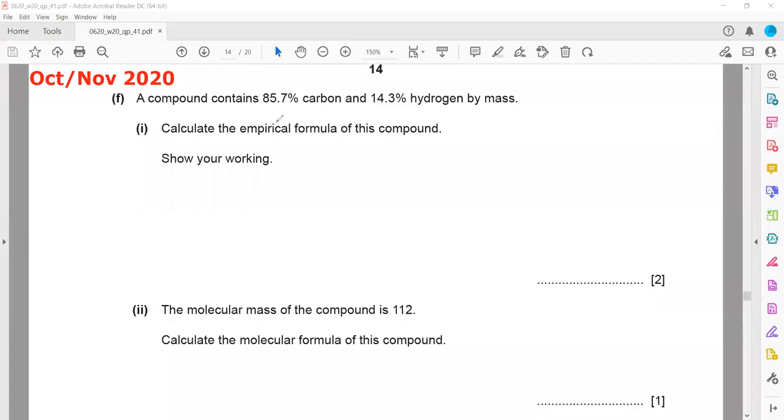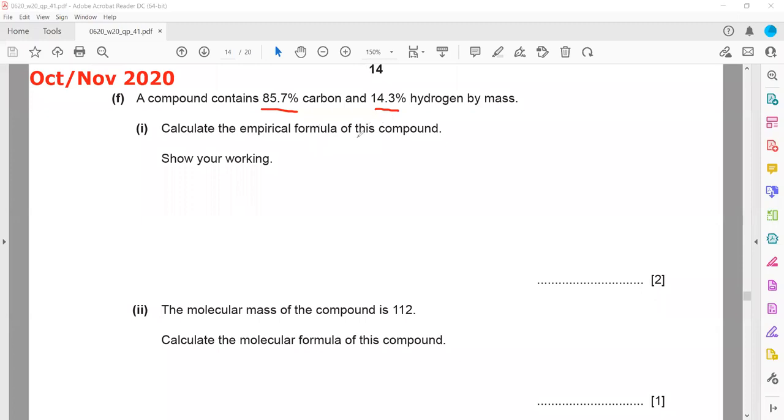So, October 2020 session, paper 4, variant 1. The first part of the question is about the empirical formula and the second part is about the molecular formula. In the first part, we have to calculate the simplest ratio between the atoms when the percentages are given. A compound contained 85.7% of carbon and 14.3% of hydrogen by mass. Calculate the empirical formula of this compound.